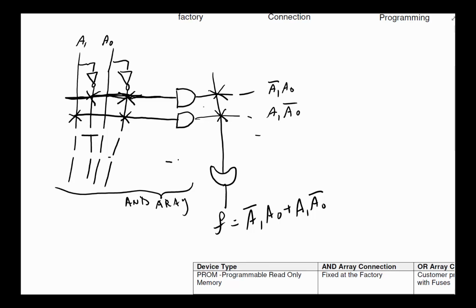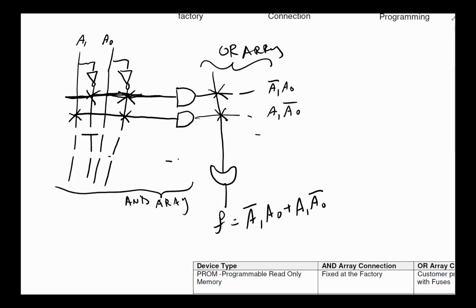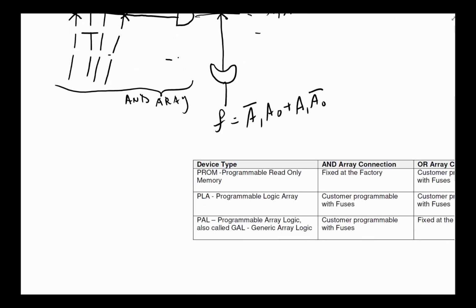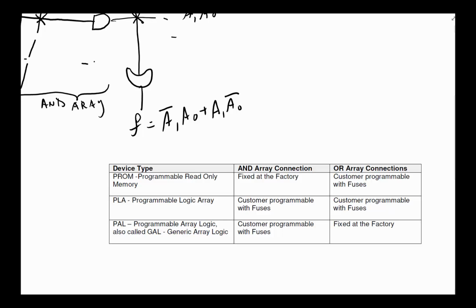Now what I've shown here shows both the AND array, and this piece is called the OR array, of course, because there are ORs. Okay, so what I've shown here is actually a PLA, because it allows you to change the fuses on both sides. We actually have three distinct types of PLDs out there.